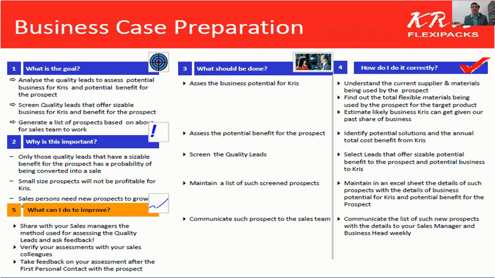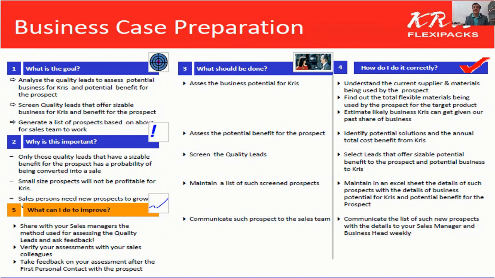The first thing is you need to assess business potential for the company, right? Second, you need to assess the potential benefit for the prospects, and here you do some estimations. Then based on that, you qualify, you screen the leads that have come earlier. And you maintain a list of such screened prospects, and if you are doing it yourself, maintain the list and use it for taking the sales process forward.